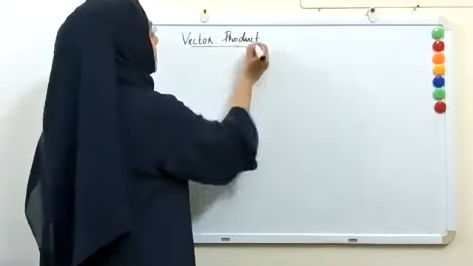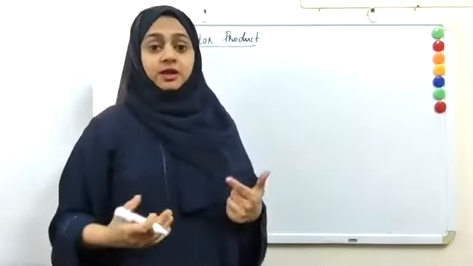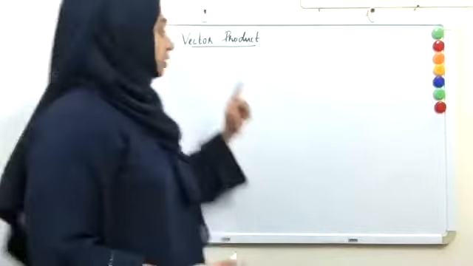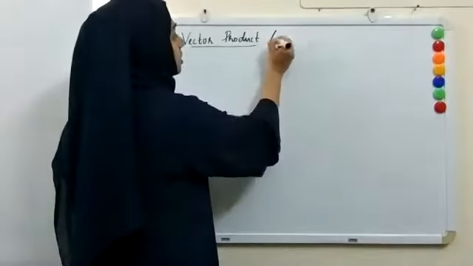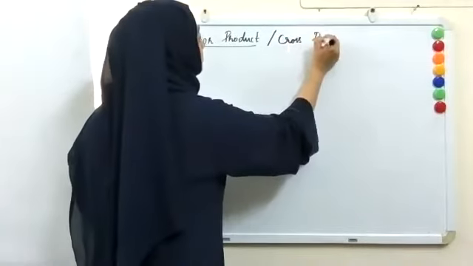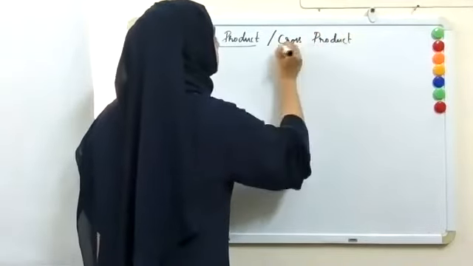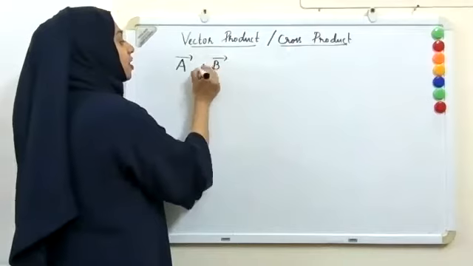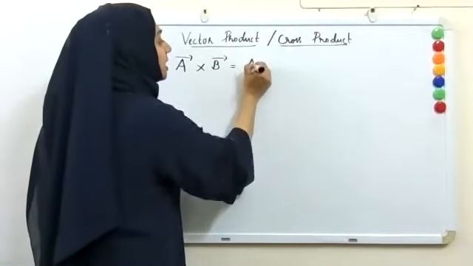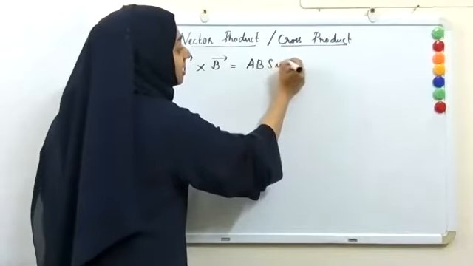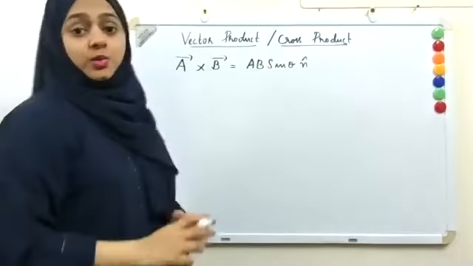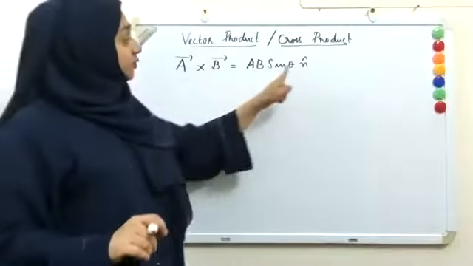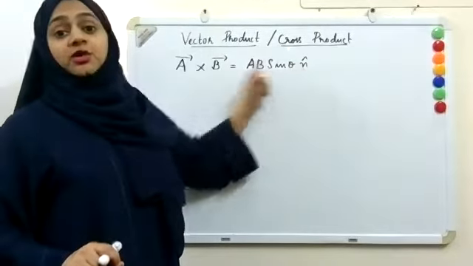Vector product, as the name says, when you multiply a vector with another vector, the result will be a vector. So in vector product, you can also call it a cross product, because it is represented as, if it is vector A and vector B, A cross B, and it is equal to AB sine theta and a unit vector. Why we need a unit vector? We need a unit vector to show the direction of the cross product.